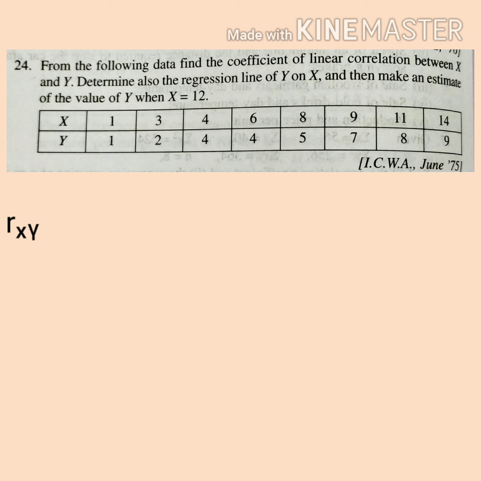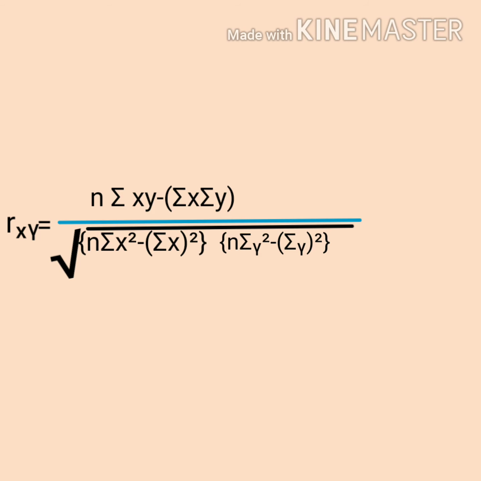Correlation coefficient between x and y is denoted by rxy, and the formula is n into summation xy minus summation x into summation y divided by root over n into summation x square minus summation x whole square into n into summation y square minus summation y whole square. Now you will have to make a column to find out summation x, summation y, summation x square, summation y square, and summation x into y.